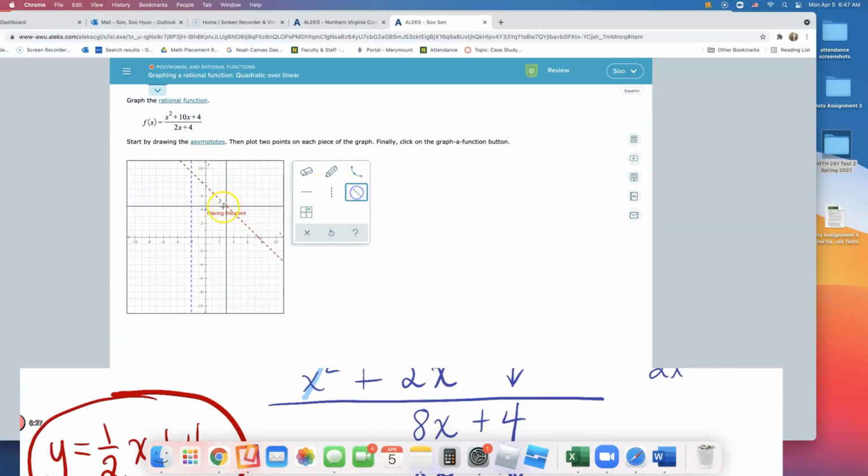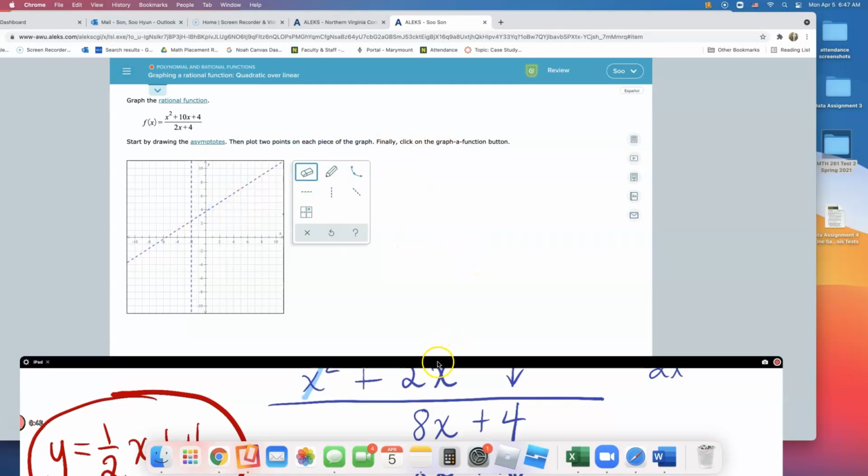And then I'm just going to go ahead and grab this and do lines like that. All good. But they wanted us to start by drawing the asymptotes, which we did. Then plot 2 points on each piece of the graph. Finally, click the graph function. Now maybe I will delete these dots because I want to save these pencil marks for my rational function. So, okay, I got my asymptotes graphed.